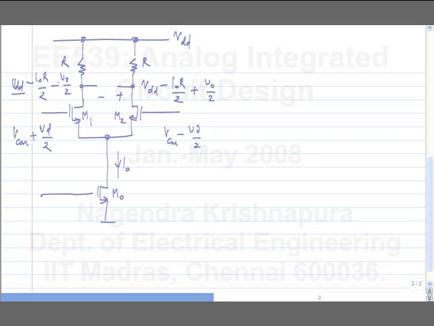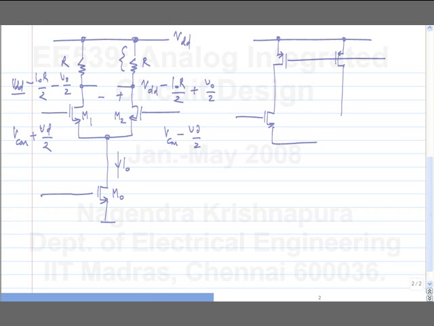So what do we need to do? We need to have a very high incremental resistance here, but something that doesn't take a large DC voltage drop. Okay. And we have done this before. We use MOS current sources, MOS transistors operating in saturation region, as load devices.